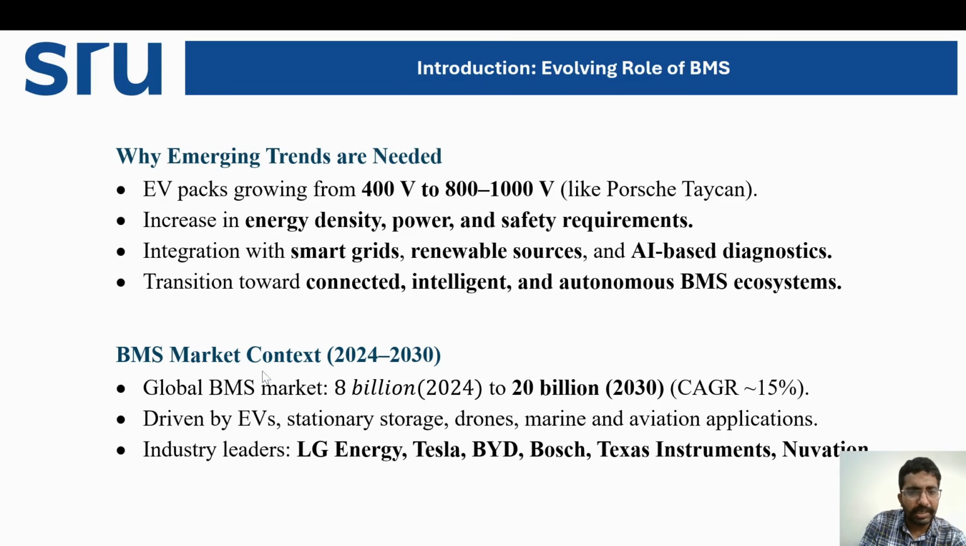So, BMS market context between 2024 and 2030. The global battery management systems market was around 8 billion in 2024, and we are in 2026 currently, so maybe it will be around 10 billion, but by 2030 it is expected to double from here. So almost 20 billion, which is growing at a pace of almost 15% per annum.